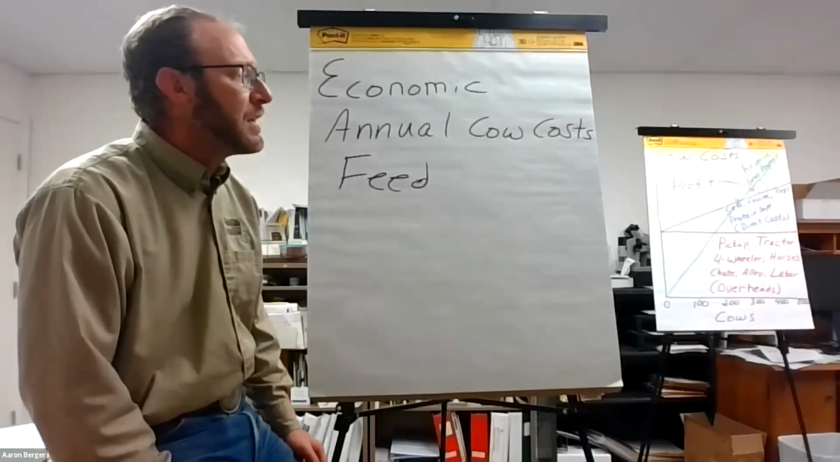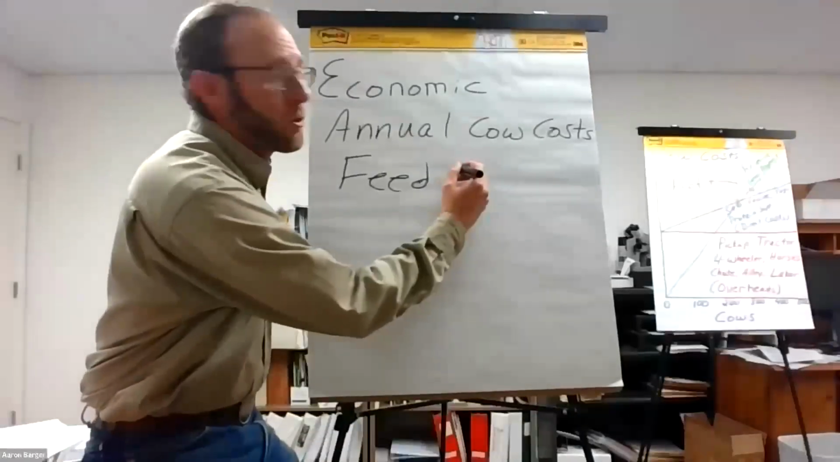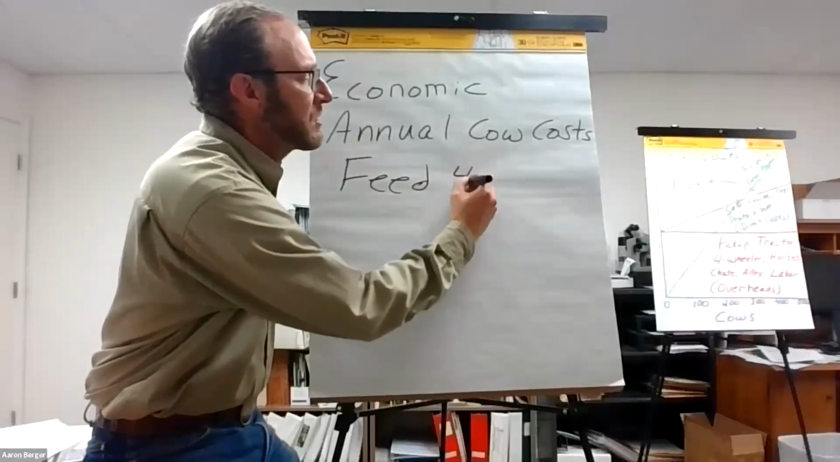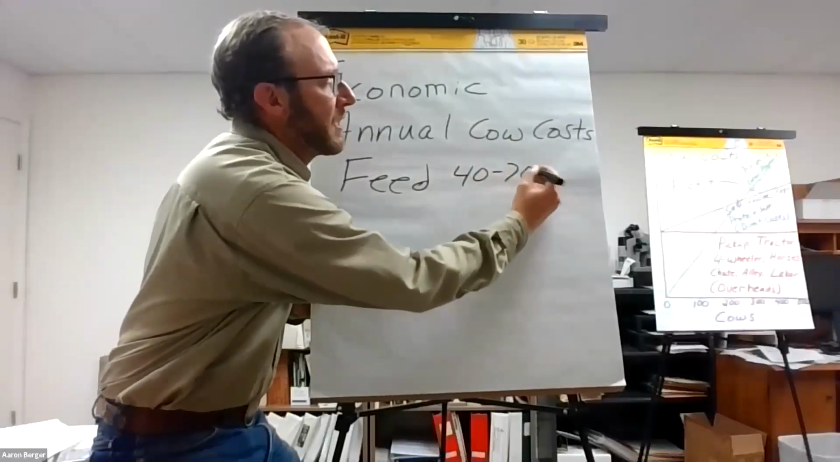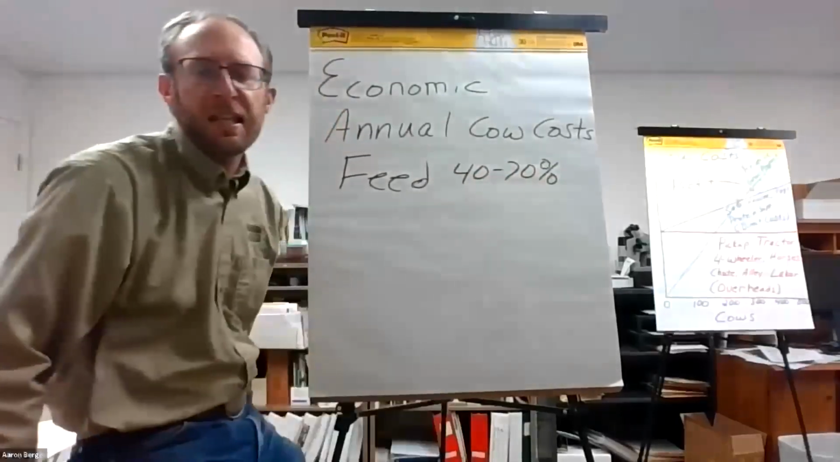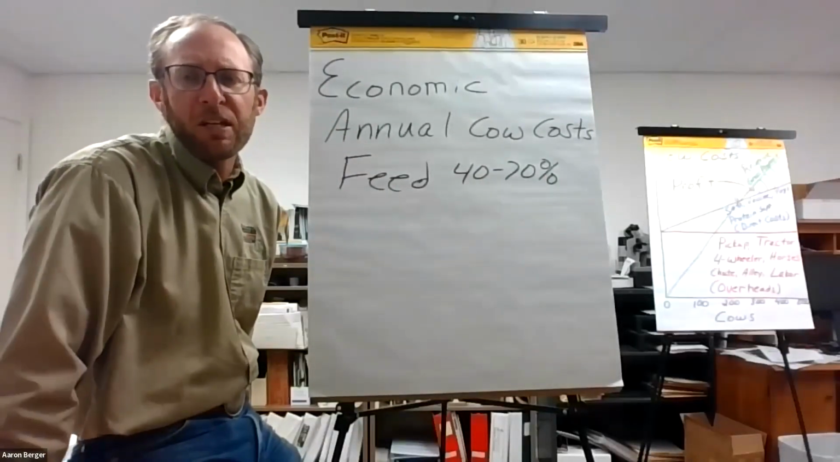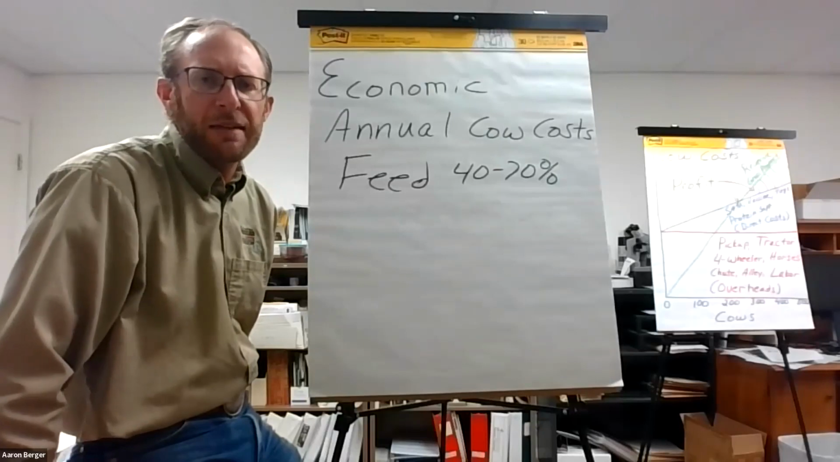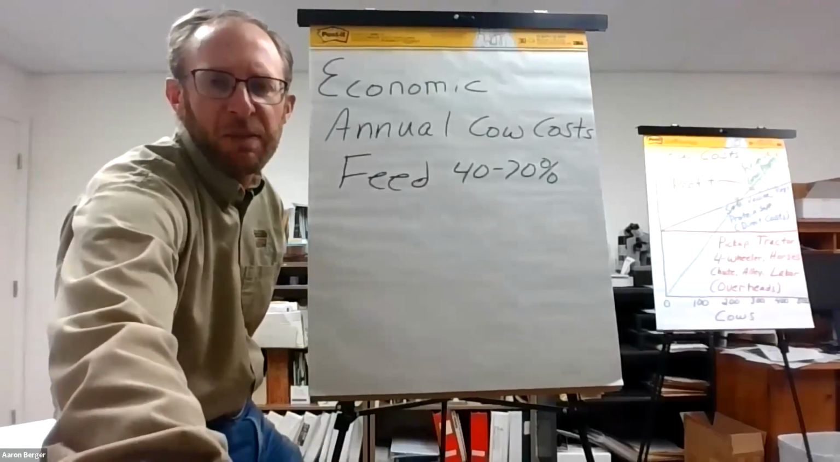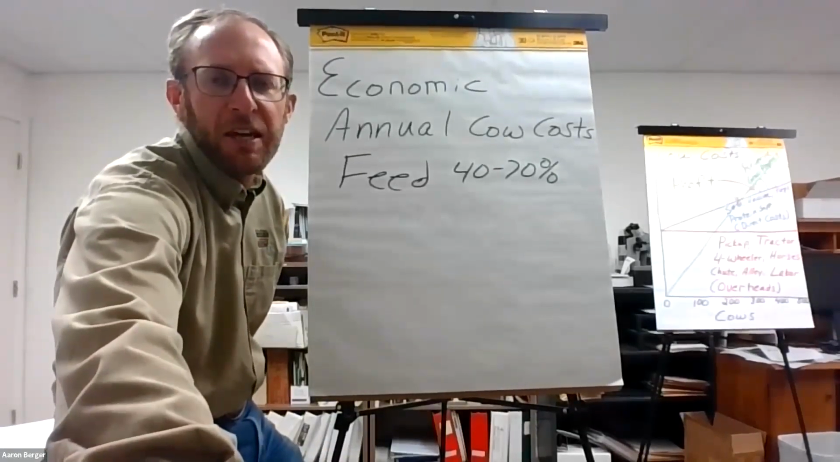So when I look at feed, annual cow cost, grazed feed, harvested feed, usually somewhere around 40 to 70% of annual cow cost. If we value that feed at its economic value, it's around 40 to 70%. All right. Some of you weighed in on some other expenses. What would be another big expense?